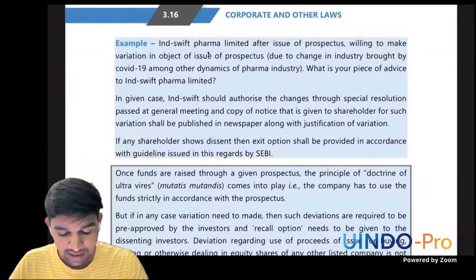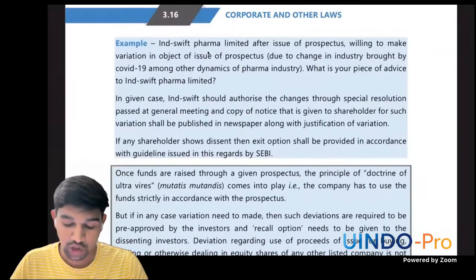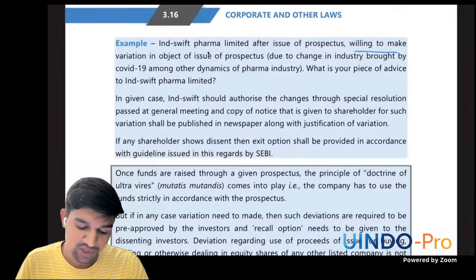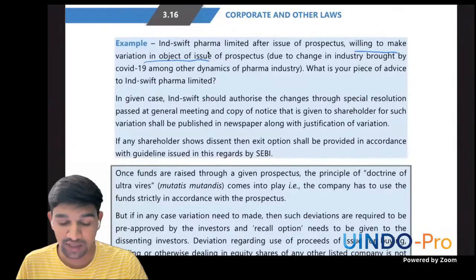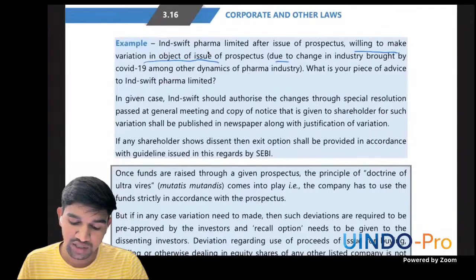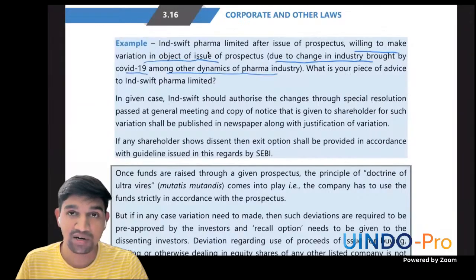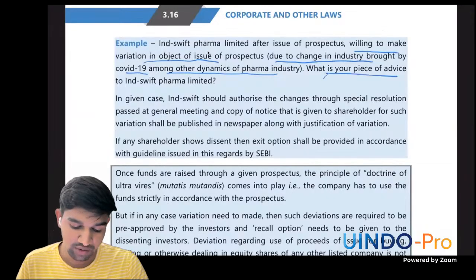For example, Swift Pharma Limited, after issue of prospectus, is willing to make a variation in the object of issue of the prospectus due to change in the industry brought by COVID-19, among other dynamics of the pharma industry. What is your piece of advice to Swift Pharma Limited?